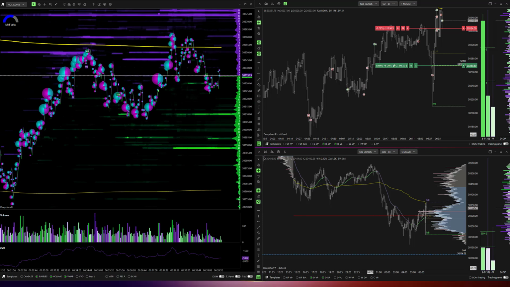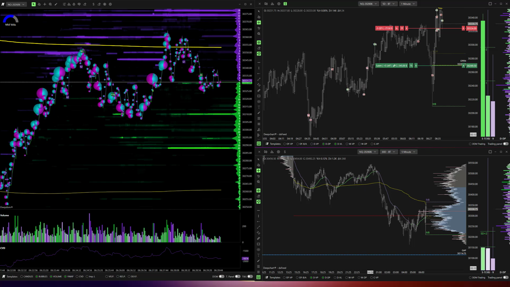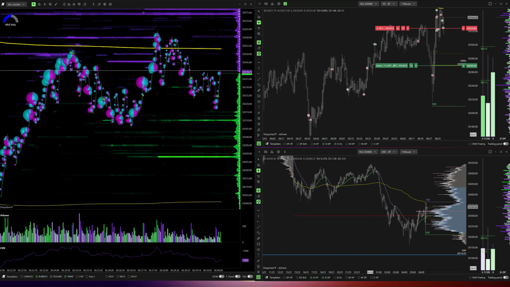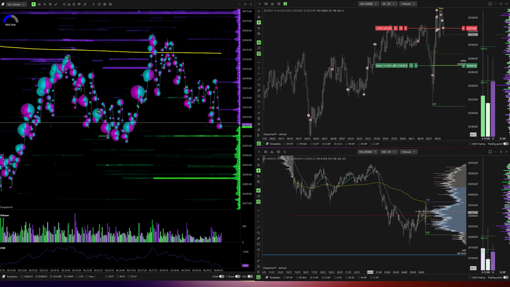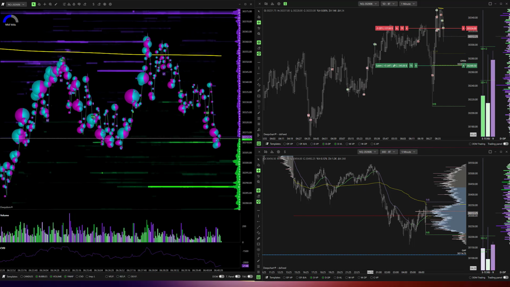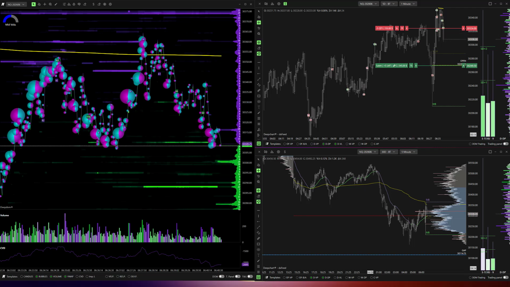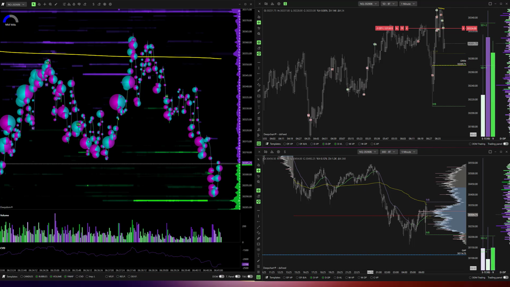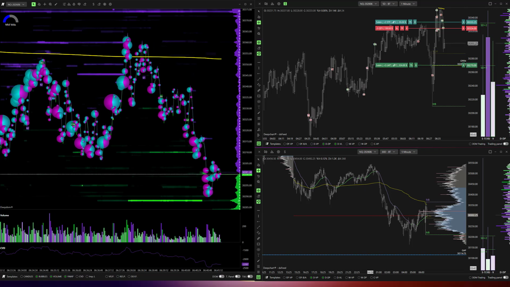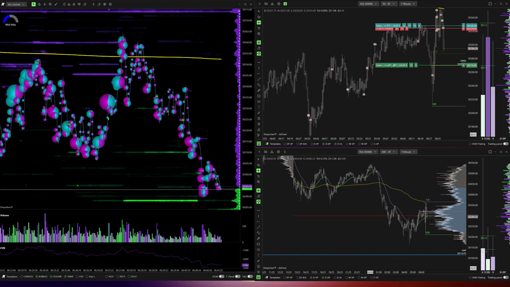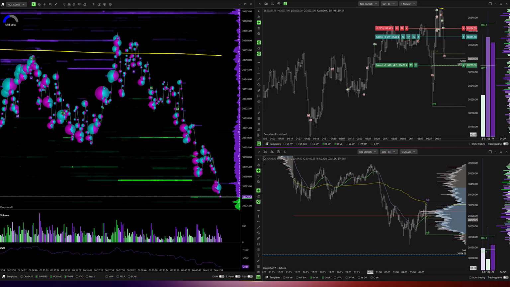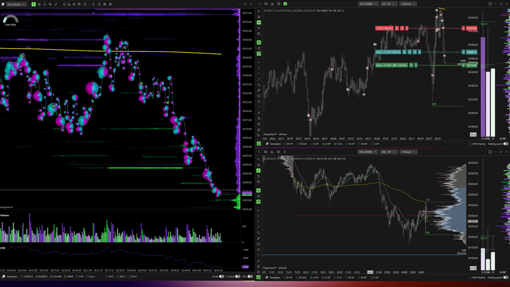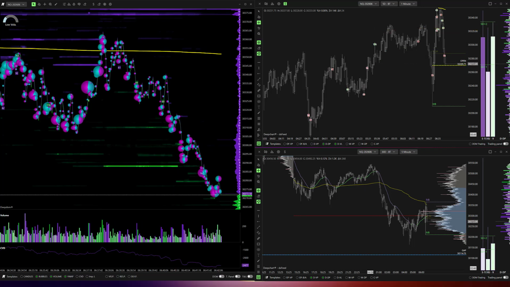On the second test of VWAP, the move higher occurred on relatively low volume, and we could see liquidity building above the VWAP. The stop was placed above the newly created high. As the trade moved in my favor, I began trailing my stop accordingly. The trade ultimately produced a 2-to-1 risk to reward ratio, which in my book is a good trade.